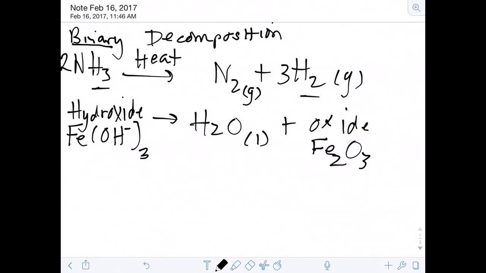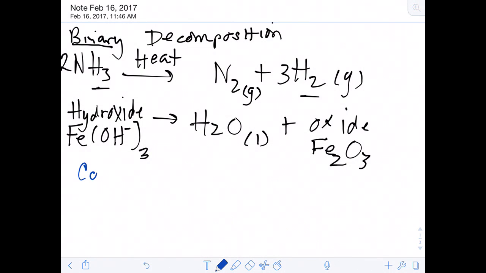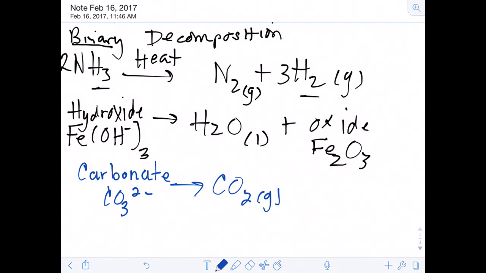The next rule is carbonates. What's the formula for carbonate? What do you think, Claire? CO3. Everybody know the charge? 2 minus. All right, so if you heat one of those, you always get the same thing. You always get CO2, which is a gas, right? We're breathing it right now. And you also get an oxide, just like the reaction above.